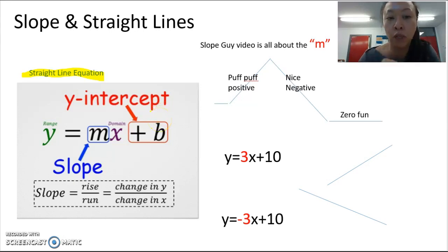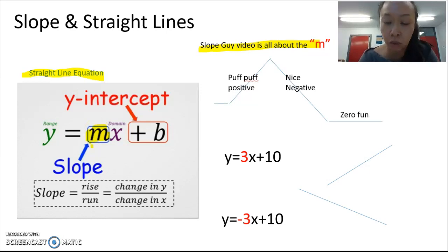We don't have to overly worry about the y-intercept or how to calculate slope. Today we're just talking about the direction of the slope. Do you remember we watched the slope guide video on YouTube? The slope guide video is actually all about the m. The m is the slope, and the m is always next to the x. That's how you identify the m.